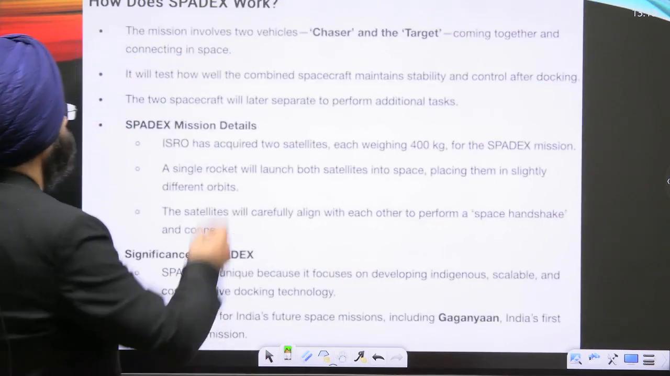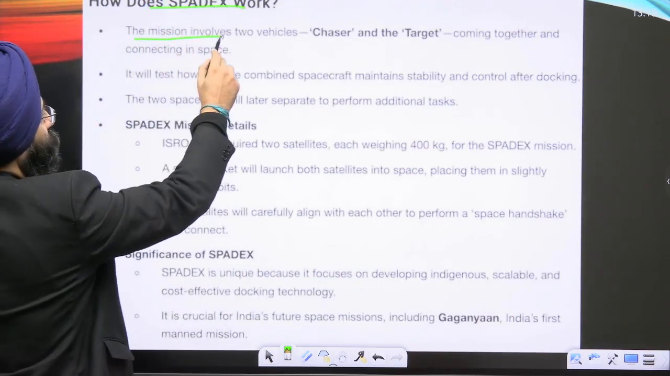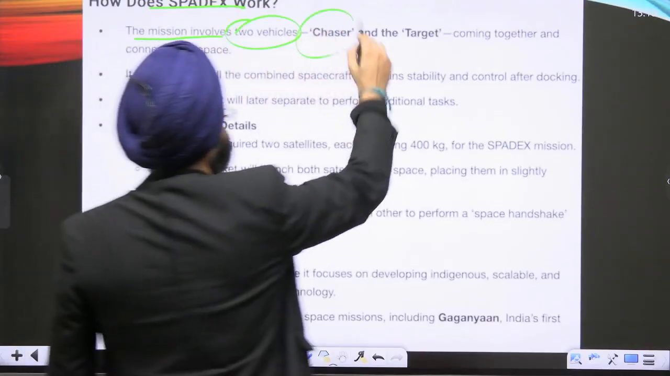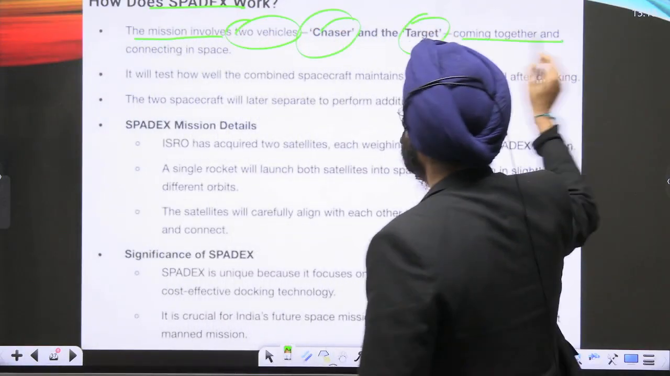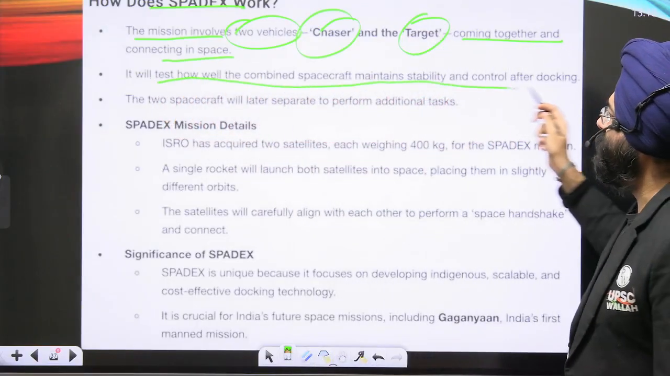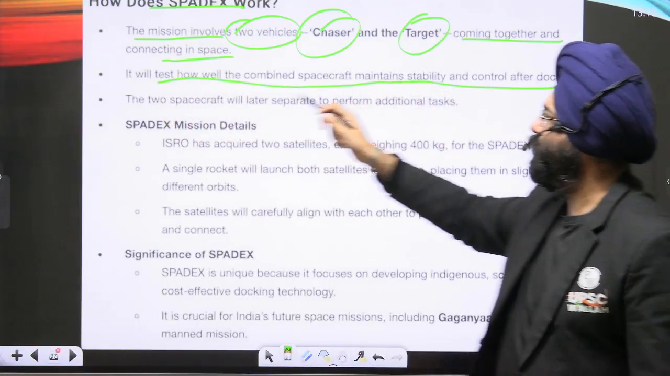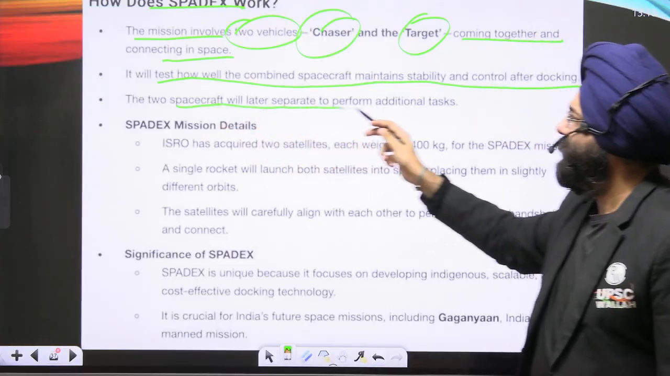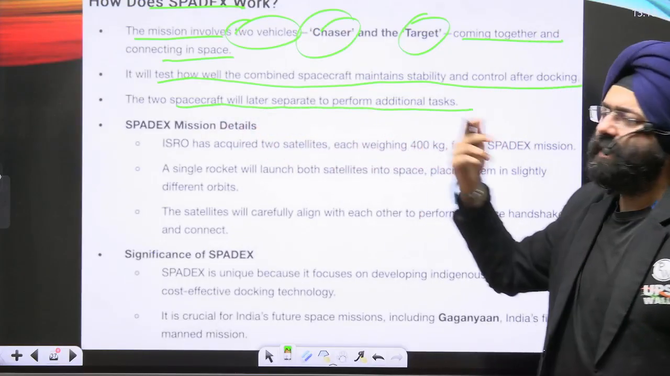Next, how does SpaDeX work? The mission involves two vehicles, a chaser and a target, coming together and connecting in space. This will test how the combined spacecraft maintains stability and control during the docking. The two spacecraft will later separate and perform additional tasks.